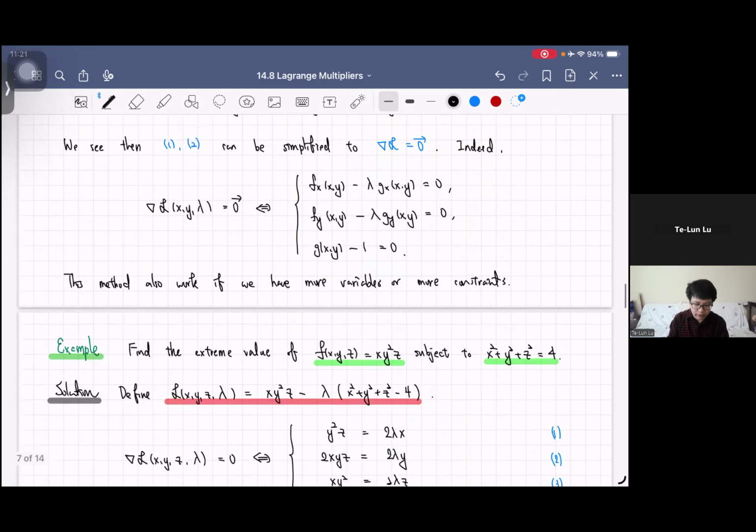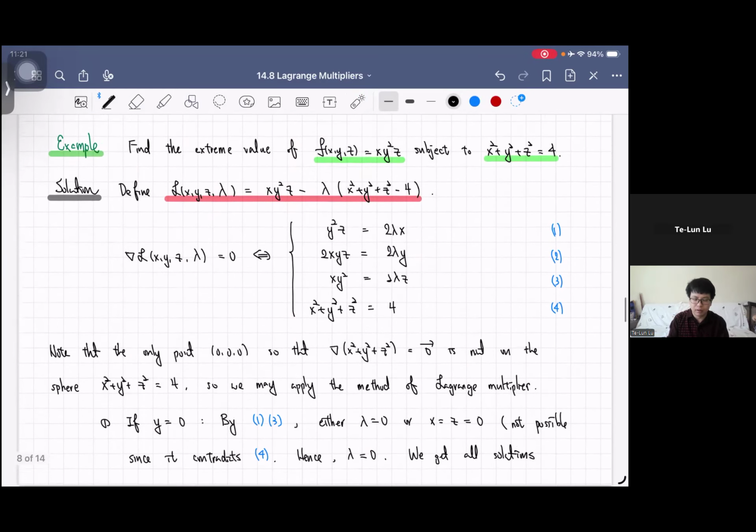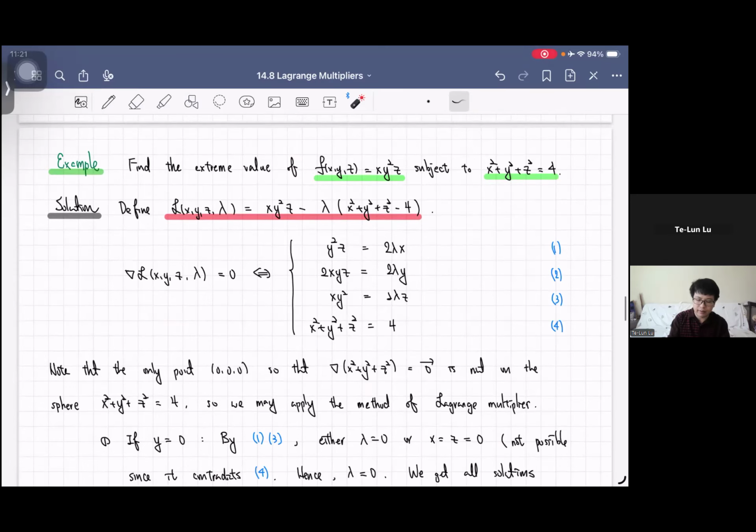Right, now let's do the second example. In this case, I want to find the extreme values, maximum or minimum, of this function xy squared z subject to x squared plus y squared plus z squared equals 4. So that's a sphere, right?